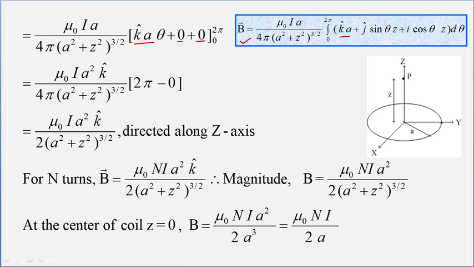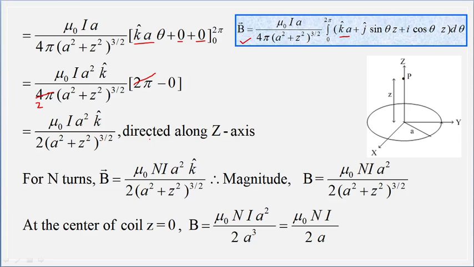Then substitute for theta. Theta is a variable, with an upper limit. I have taken ka outside. So when k is taken outside, k cap here, a into a is a square. Substitute the upper limit for theta, 2 pi, and the lower limit, which is 0, so it is into 2 pi. Then this 2 pi and this 2 pi will cancel, and what remains is 2. So what do you get? Mu naught i a square k cap divided by 2 into a square plus z square raised to 3 by 2.